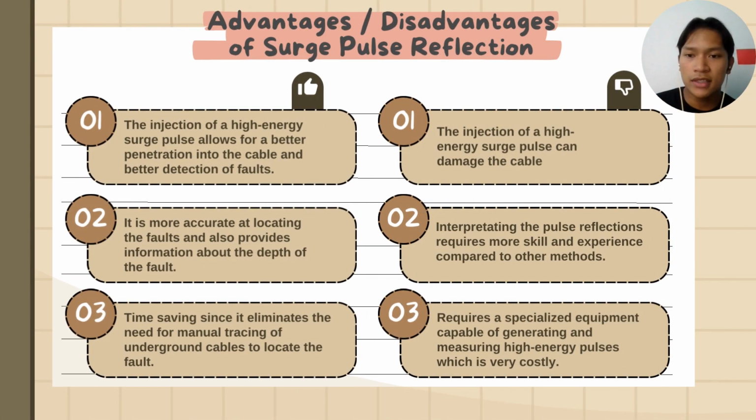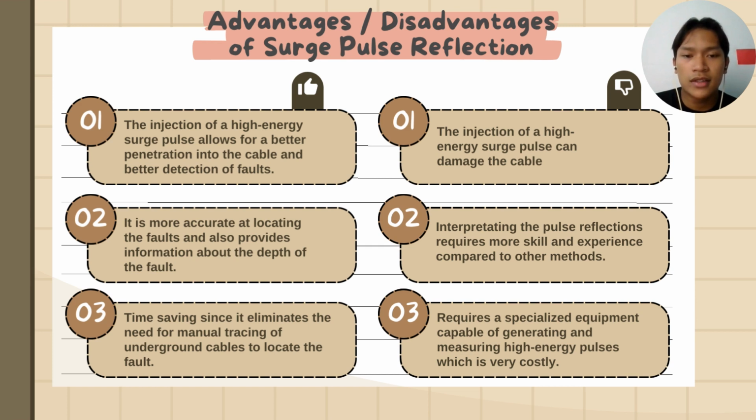Now we look at the advantages and disadvantages of the surge pulse reflection method. Advantage: because the surge pulse is injected with high energy, it will allow for better penetration into the cable, which means that we can better detect the location of faults. This also means that it is more accurate at locating the fault, and this method can even provide information about the depth of the fault. This method is also time-saving since it eliminates the need for guessing or manual tracing of the underground cables to locate the fault, which can be very time-consuming and even hazardous.